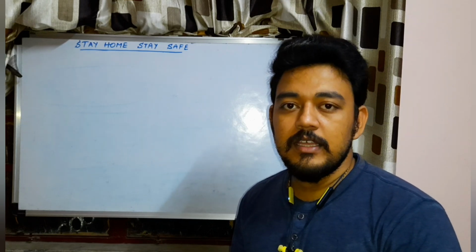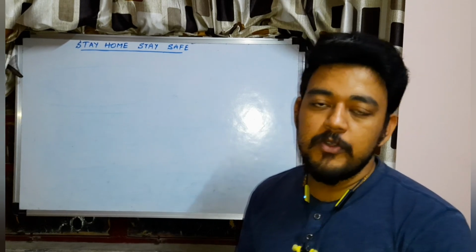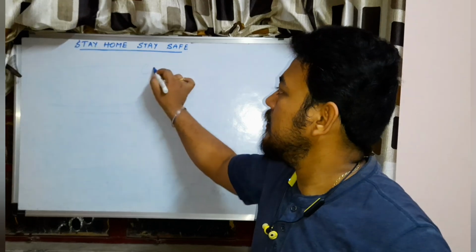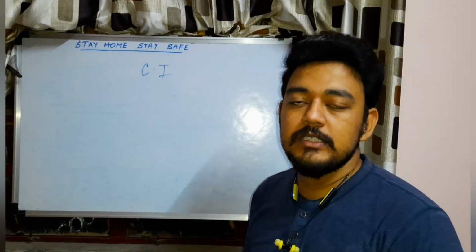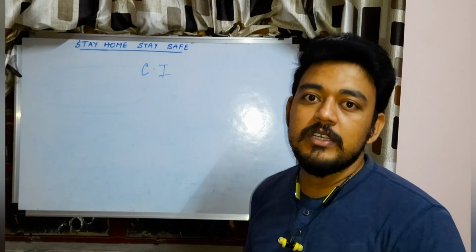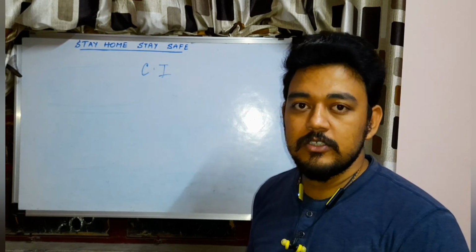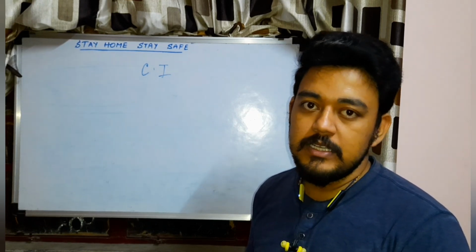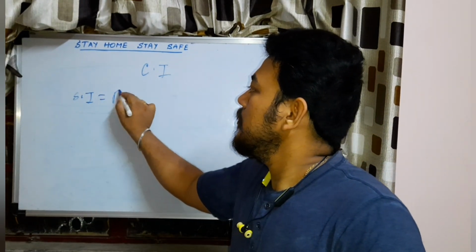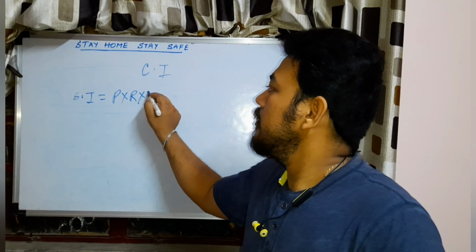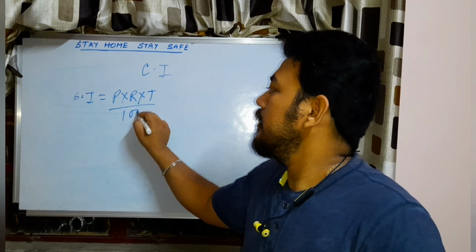So let us start compound interest. Compound interest I will denote as CI. Now before compound interest, you have to learn a little bit about SI, that is simple interest. So what is simple interest? Simple interest is taken out by SI is equals to P into R into T by 100.